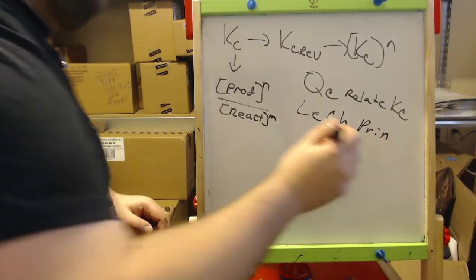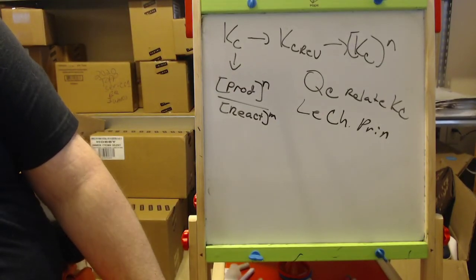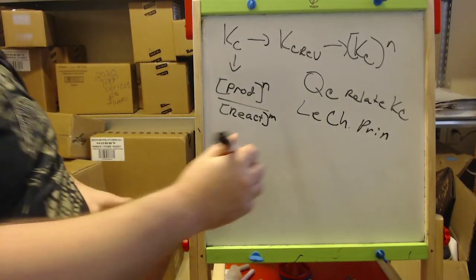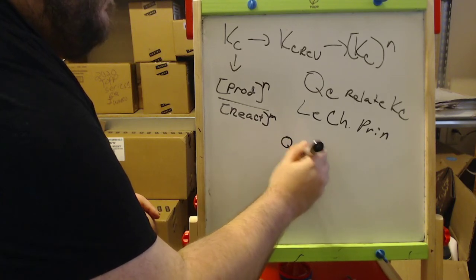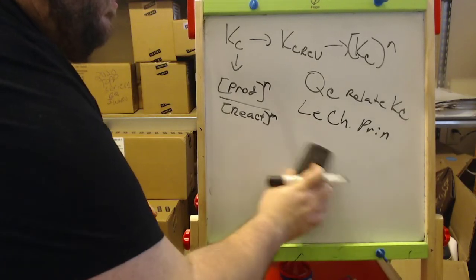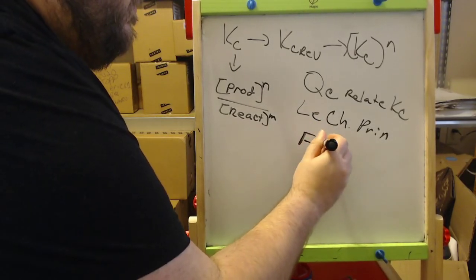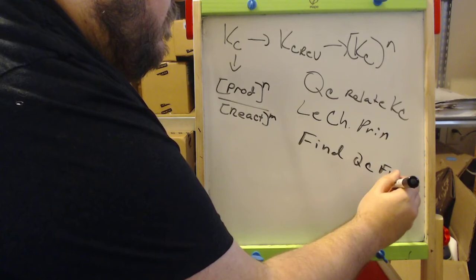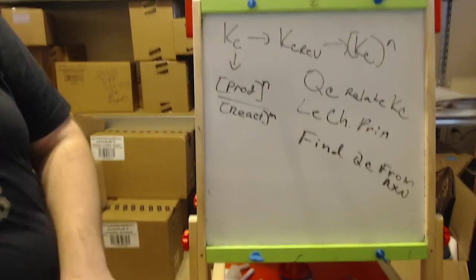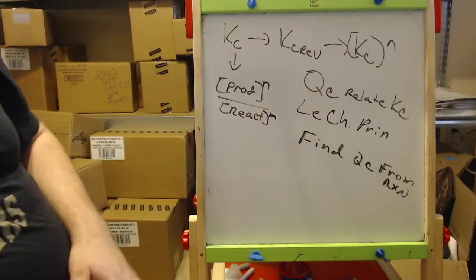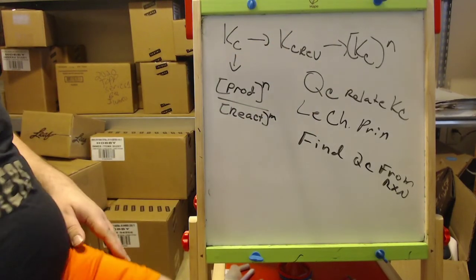I would know Le Chatelier's principle. Yep, I would know that, Tannen. I would know how to find the QC. So find QC from, that's all combined there. Find the QC from multiple reactions. And that pretty much does chapter 17. Okay, icebox is in there.